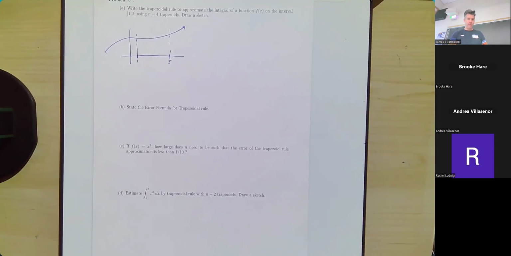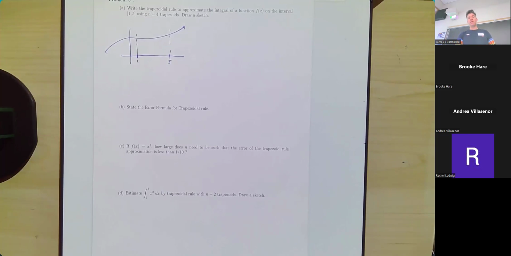What do you expect people to do here? Someone says something in the chat. He drew it like that. But he didn't draw any trapezoids. Midterm 3 solutions. It's problem 3. Okay. He kind of drew some trapezoids.